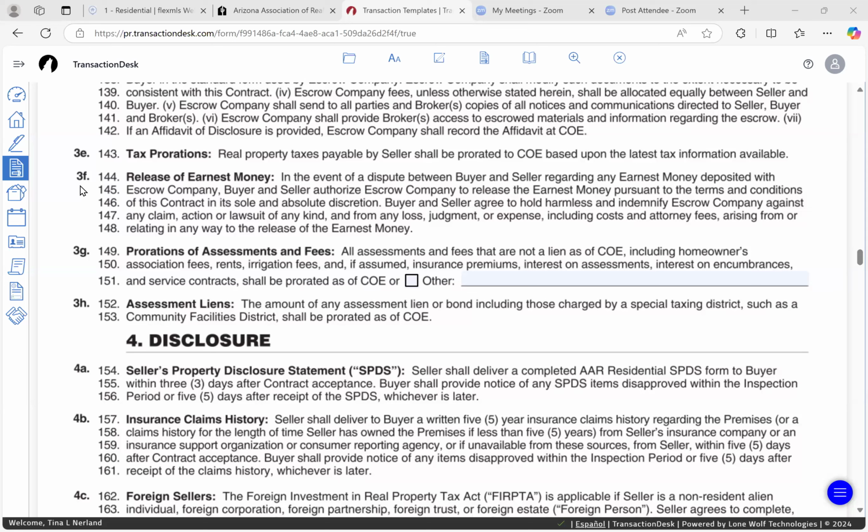Assessment liens. The amount of any assessment lien or bond, including those charged by a special taxing district, such as a community facilities district, shall be prorated as of close of escrow.